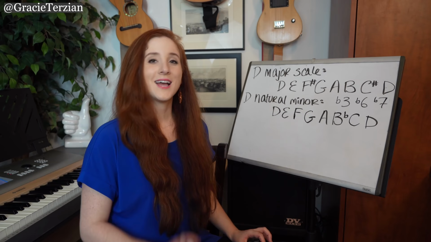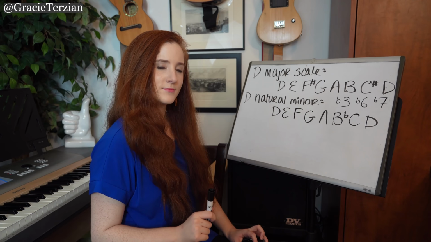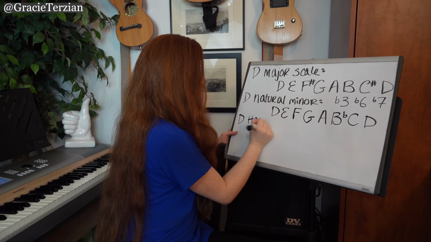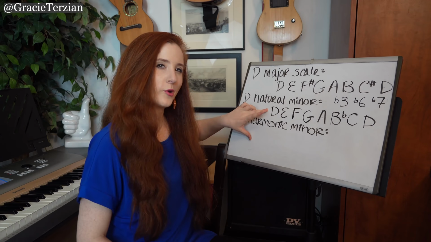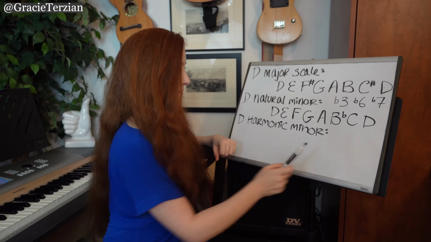Now, just for kicks and giggles, let's also write out the notes in the D harmonic minor scale, okay? Do you remember how we alter the natural minor scale to get the harmonic minor scale? From the natural minor, we're going to raise one of the notes, move it up one half step, okay? Do you know which one it is? It's the seventh degree we move up a half step. So that note C, 1, 2, 3, 4, 5, 6, 7, C moves up a half step.